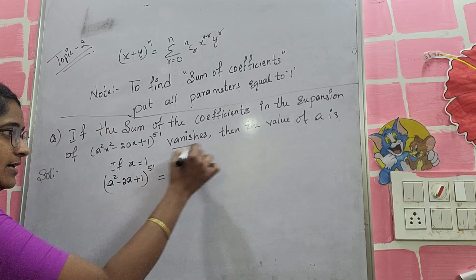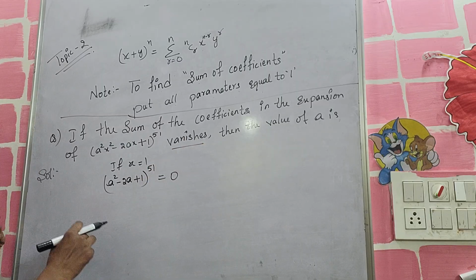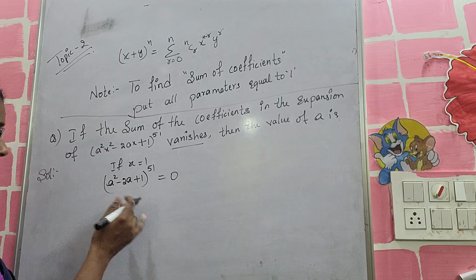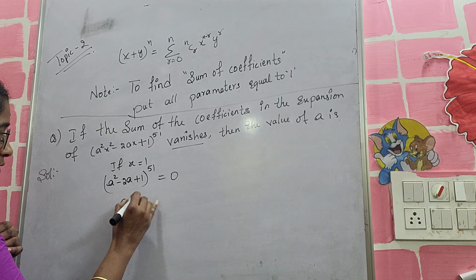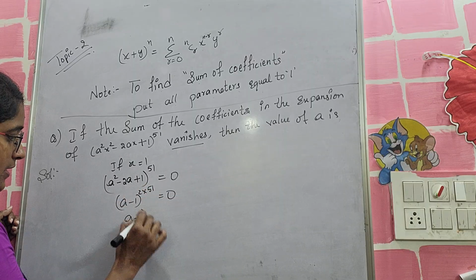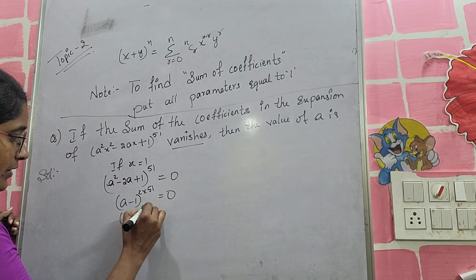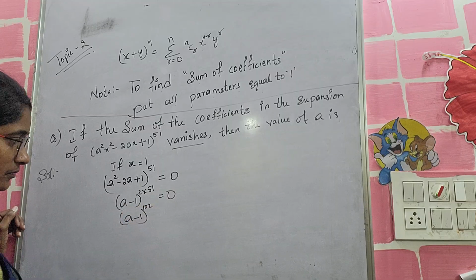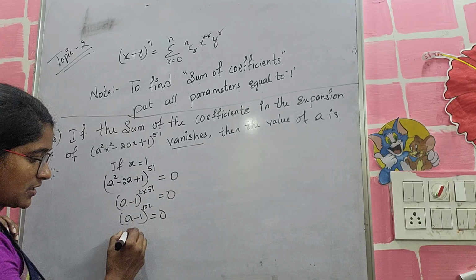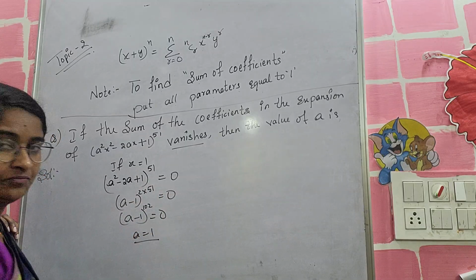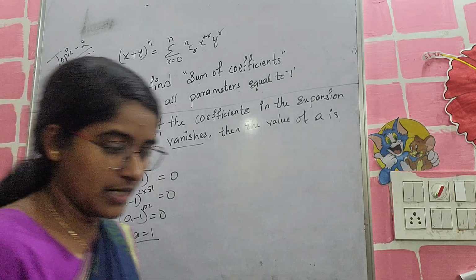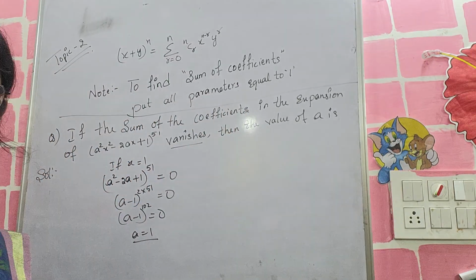They only told that it vanishes, that is 0. Then is it looking like a minus b whole square? a minus 1 whole square into 51 is equal to 0. a minus 1 whole power of this is 102, right, is equal to 0. If I send that 102 across, a becomes 0, I mean a minus 1 is 0, and a is equal to 1. We got the value of a as 1. Like this we can do it, and we'll do some more questions.